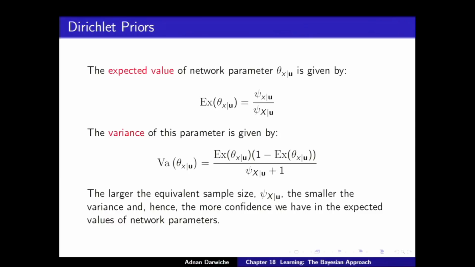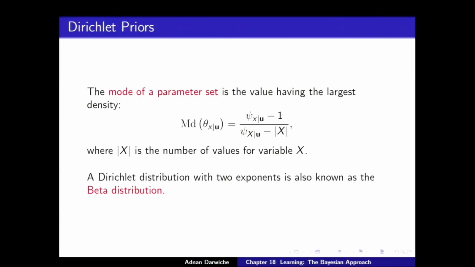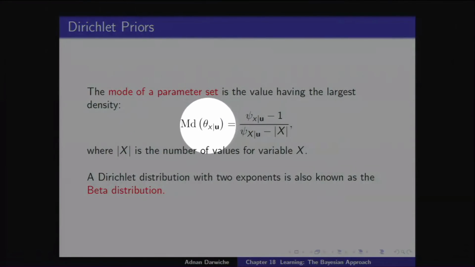That is, if you look at the space of possible distributions and you want to pick the one that has the highest density, that's also nicely characterized, as you see in the next slide. That's the mode. What we're trying to do is find a parameter set that has the highest density, and these are the components. So for this parameter, you take the exponent minus 1, over the equivalent sample size minus this term. This term is the number of values for the variable x. So if x has 2 values, then this would be 2. And that's basically what's going on.